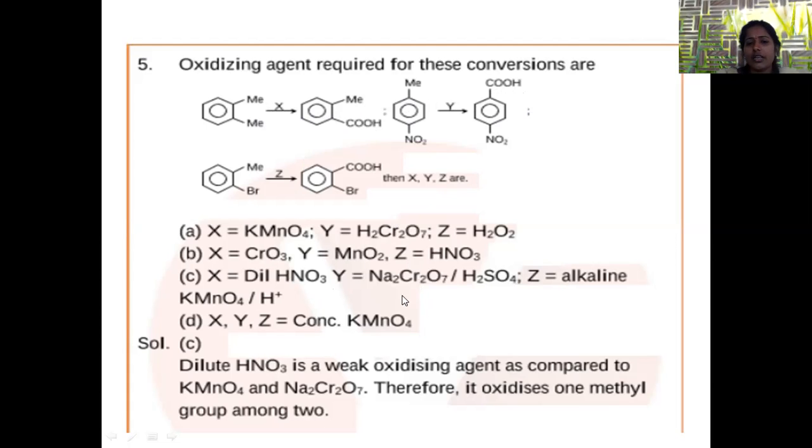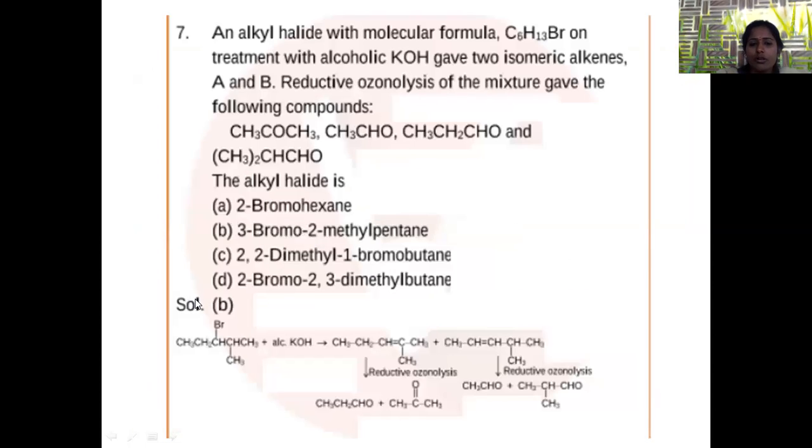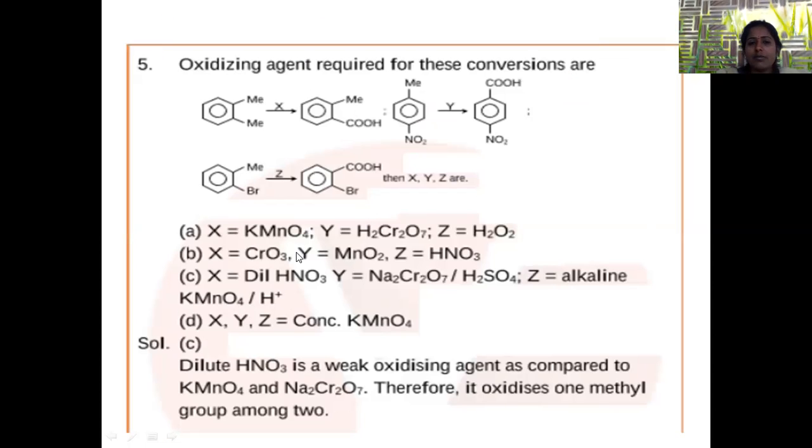We require a strong oxidizing agent like potassium dichromate or sodium dichromate under acidic conditions. And the next is ortho-bromotoluene. Again here, complete oxidation is possible, hence again a strong oxidizing agent is required. We may take potassium permanganate in the presence of acidic medium. That is the reason why option number C satisfies these conditions. For selective oxidation of one methyl group, a mild oxidizing agent, HNO3, is required.